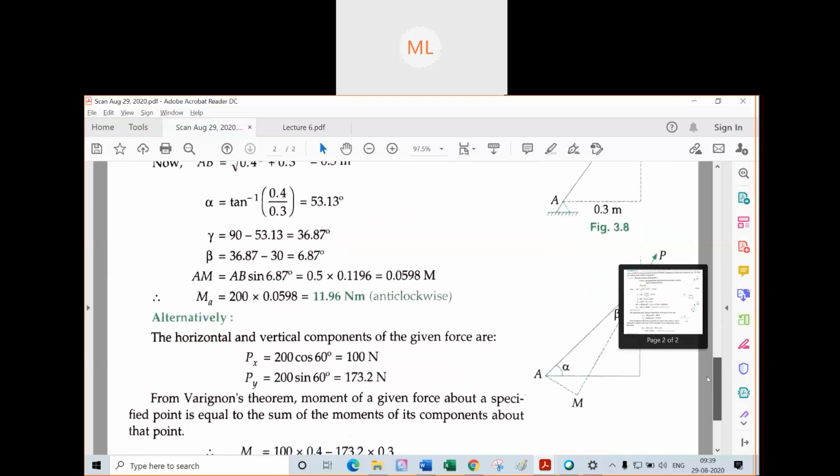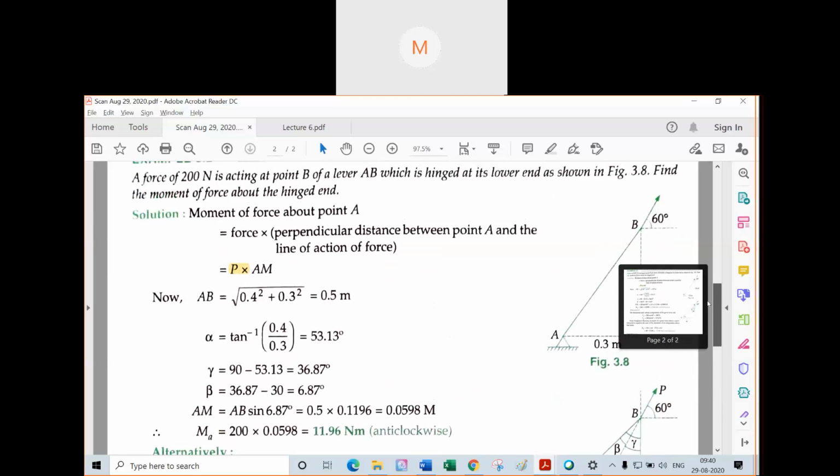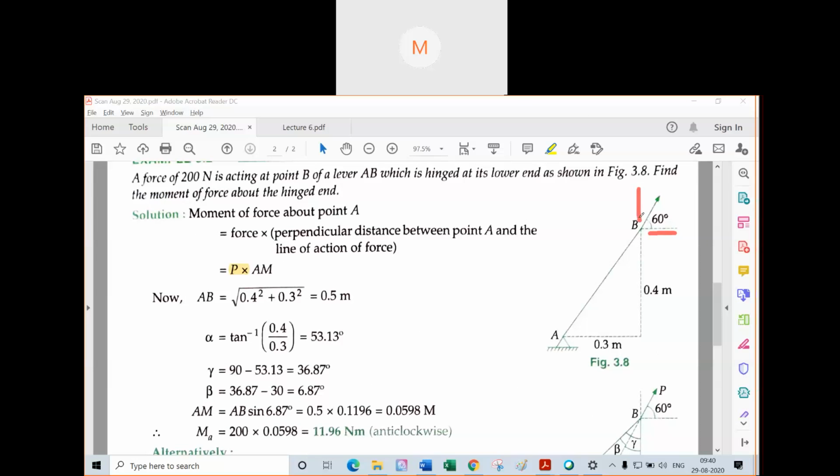So how did we do that? Now look, if we got the x component like this, here it will be x and here it will be y. Now look, if we got this in x, P of x equals how much? It came out to be 100, no? If it came out to be 100, then what is the moment? Now this is the force. This distance cannot be the perpendicular, but this is the perpendicular distance, right? 0.4 meter to A. Yes.